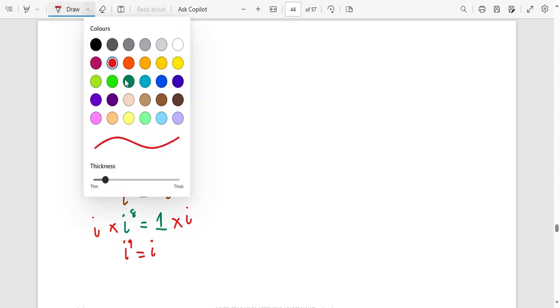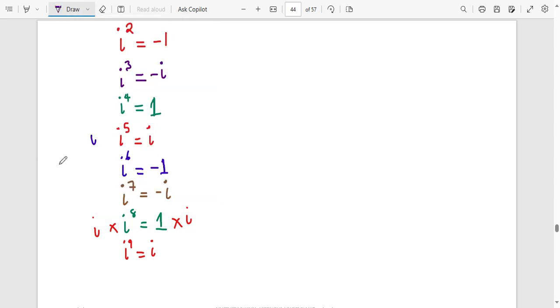Let me do it one more time. If I multiply by I this side and then I multiply by I this side, what are we going to have? Which is a negative 1. Good. Do we have any questions up to here? Any questions?